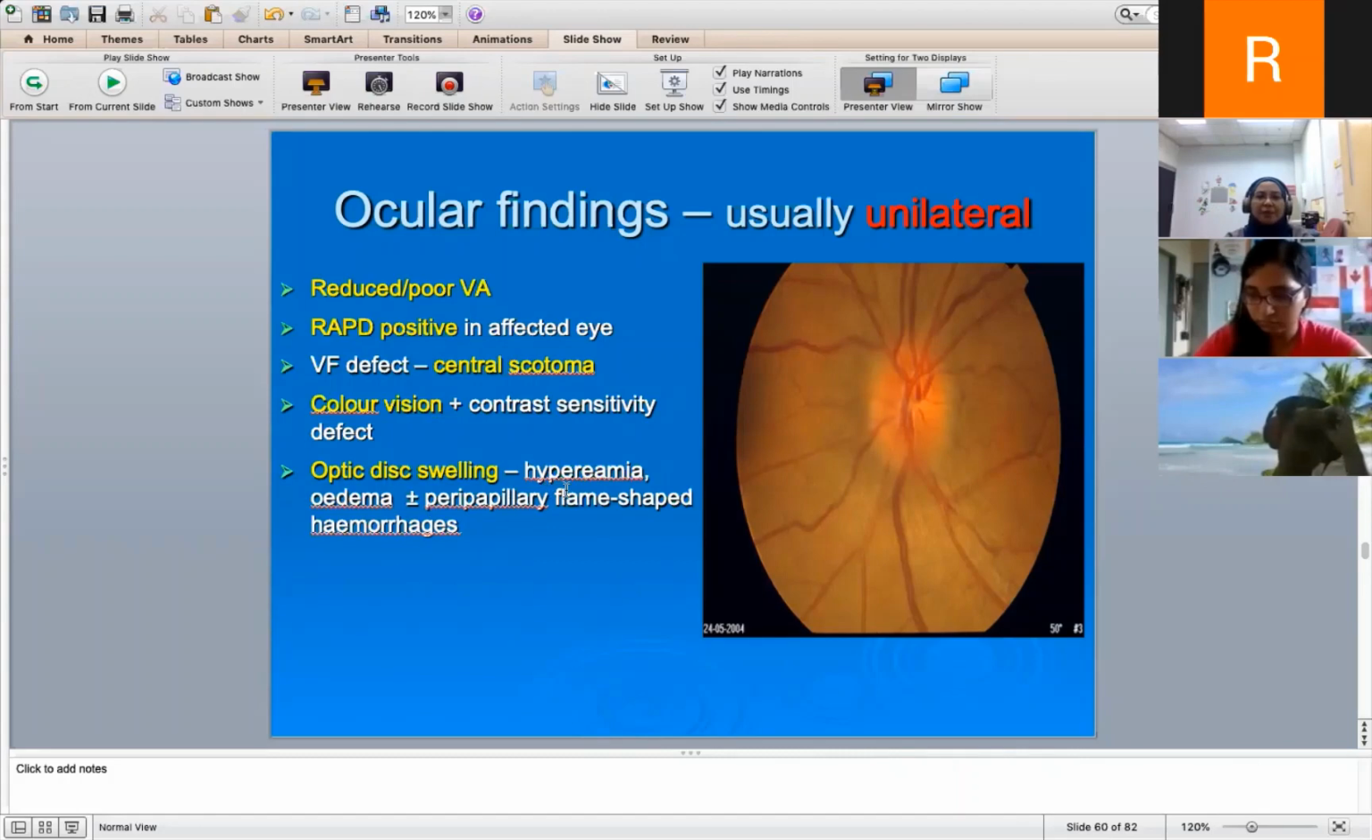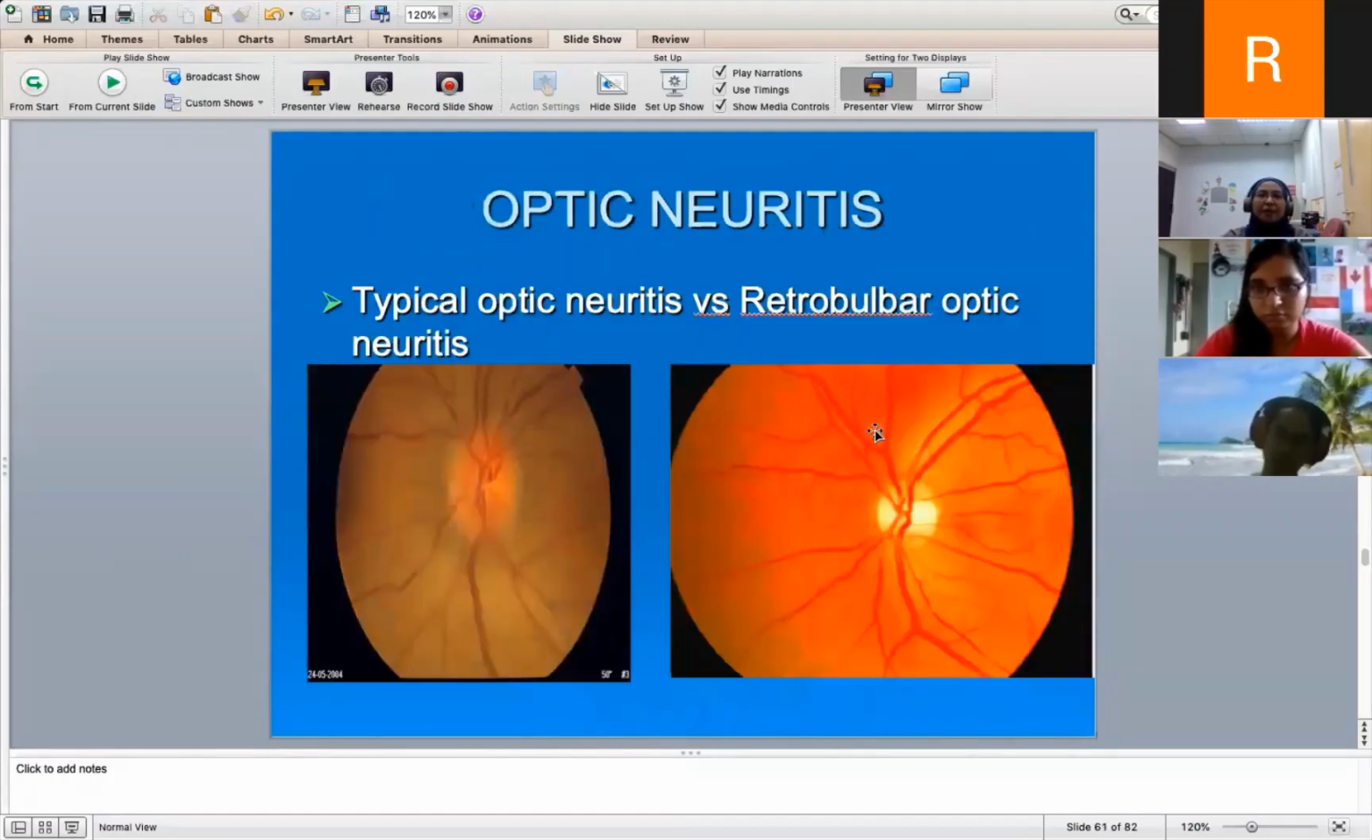Optic disc. Okay, when you do fundoscopy, you will see an optic disc swelling. Optic disc swelling usually comes with hyperemia. That means the color will be more red, hyperemic, and swollen. Sometimes you might have a bit of hemorrhages, but usually optic disc swelling per se is enough for you to diagnose optic neuritis.